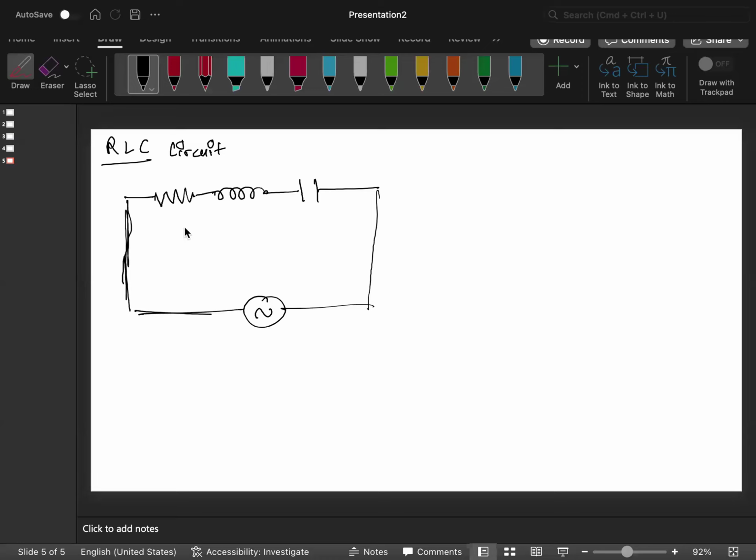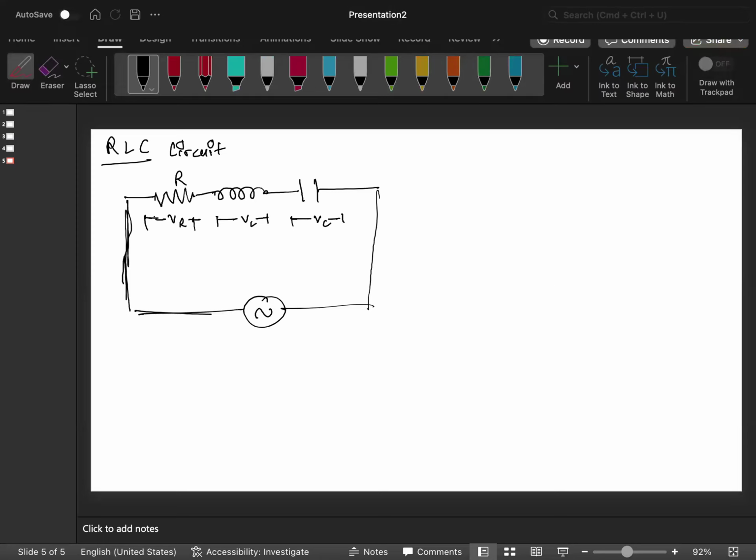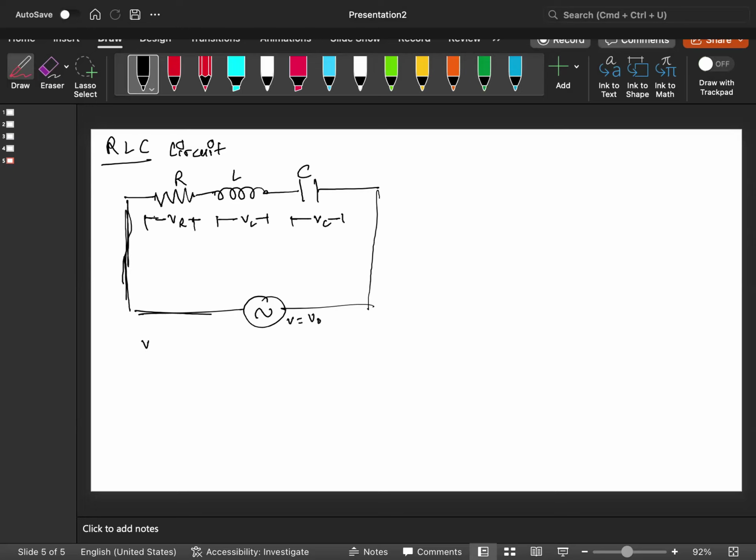So now we have to do it in the same way as we did previously. Here, assume the voltage is VR, here the inductor voltage is VL, here it is VC. Clear now? If you apply the KVL rule, with V equal to V naught sine omega t, what are you supposed to get?